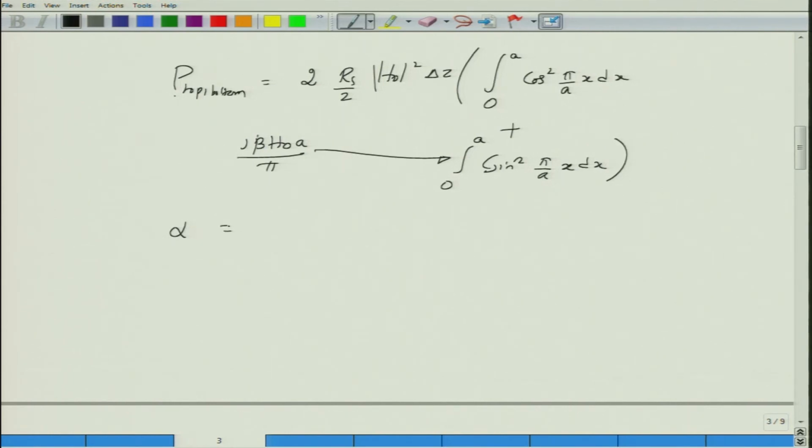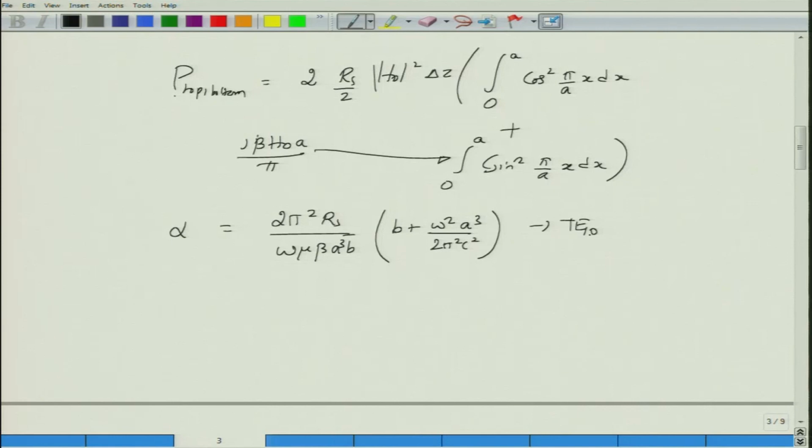the attenuation coefficient alpha is given by 2 pi square Rs divided by omega mu beta a cube b times b plus omega square a cube divided by 2 pi square into c square. So, this is an expression for the attenuation. In fact, this expression that we have obtained is only for the TE10 mode.